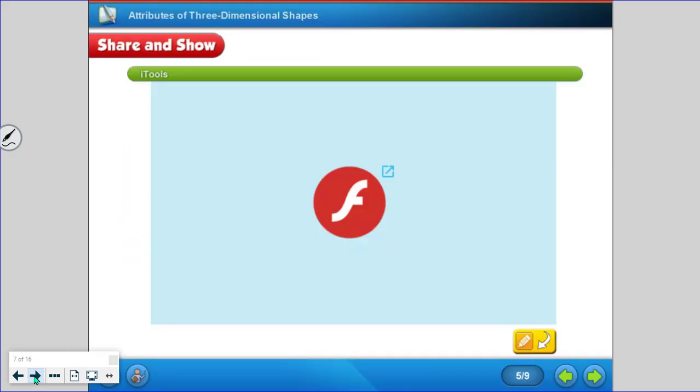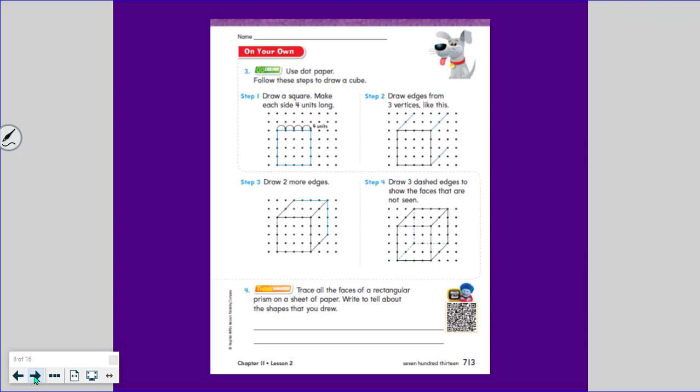So we're going to move on to the next page in our book, which is page 713. That's 713. And the directions say, use dot paper, follow these steps to draw a cube. So if you want to draw a cube using dot paper, you're not going to have dot paper at home, but you can still give this a try on a regular sheet of paper, maybe in your notebook or whatnot. We're going to go through the steps, and step 1 says draw a square, make each side 4 units long. So what you want to do is try to draw a square and make sure the sides are equal like that.